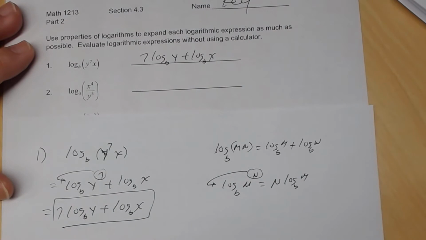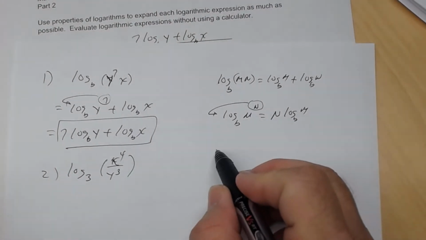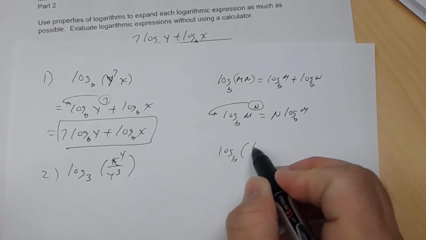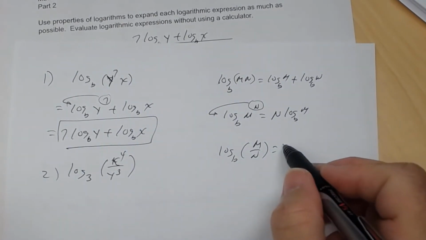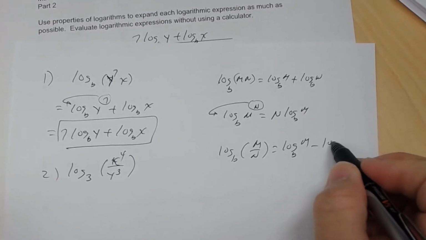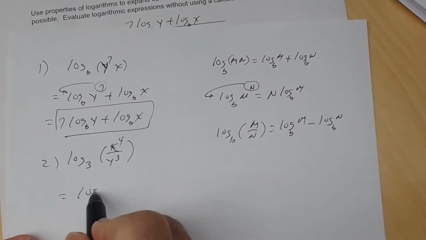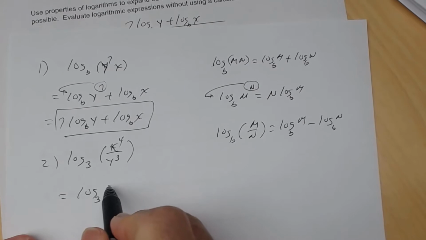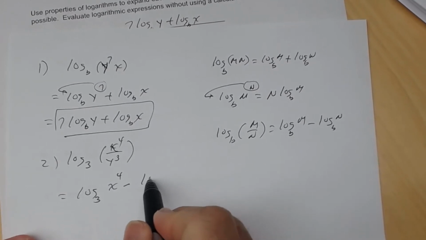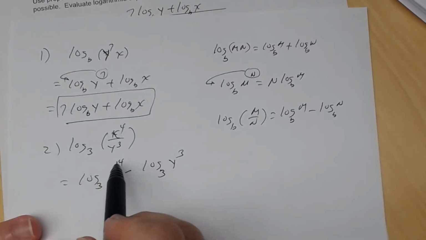Okay, number 2, you have log base 3 of x to the 4th divided by y cubed. Again, this time you use the quotient and the power properties. Remember the quotient property: log base b of m divided by n, you write as a difference. It'll be the log of the numerator with the base b minus the log of the denominator with the base b. So this becomes log base 3 of x to the 4th minus the log base 3 of y to the 3rd.